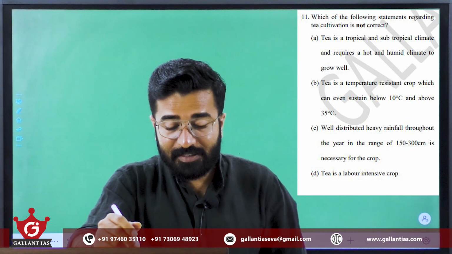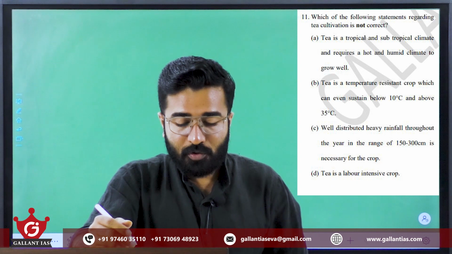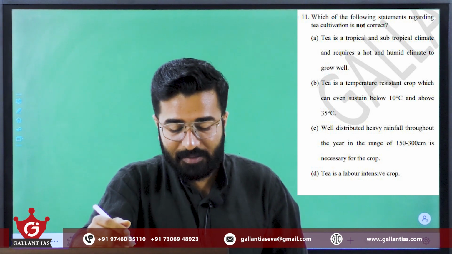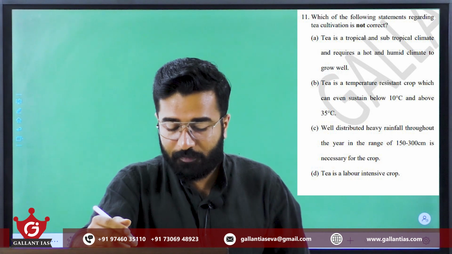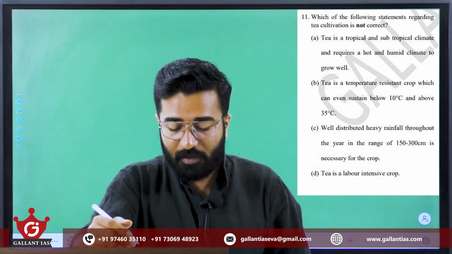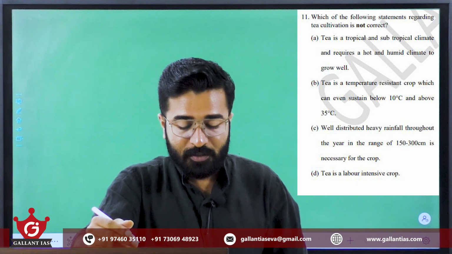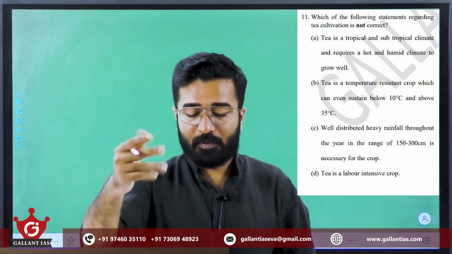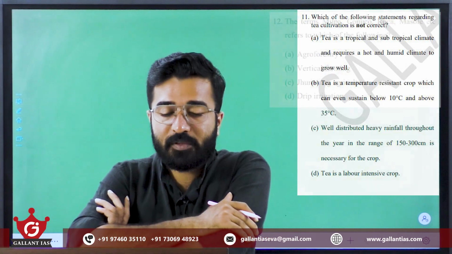Tea is a temperature resistant crop which can even sustain below 10 degrees Celsius. Can they sustain? No. That's a special condition we have mentioned in tea. So not correct, means B is the answer. Then the third and fourth statements: the rainfall range we told, 150 to 200 or 250, 300, is the range of almost all the crops. So C is correct. Tea is a labor intensive crop. We know that people go and collect the tender leaves of tea to process.